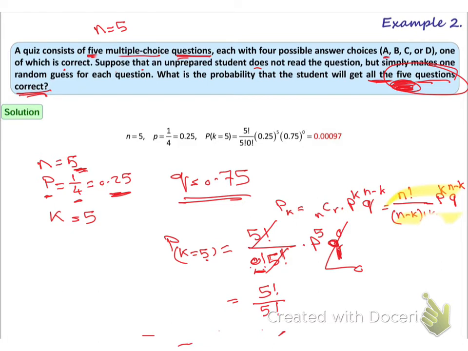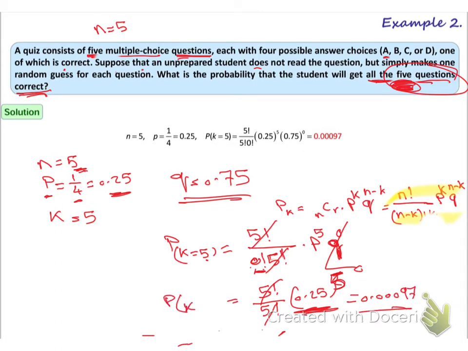P equals what? P equals 0.25 of power 5. So this will cancel with this, so it will be just 0.25 of power 5. So it will be equal to 0.00097. This is the probability.